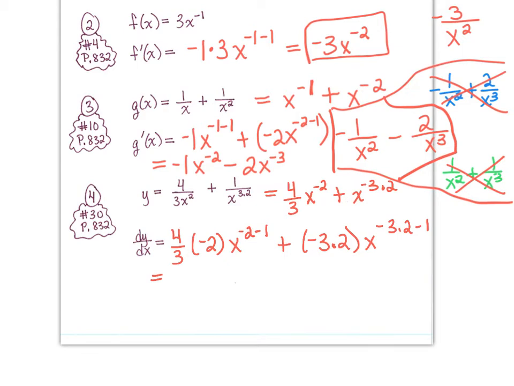It would be negative 8/3 x to the negative 3. Good. Minus 3.2 x to the negative 4.2. Very good. And if you want to write this back into the original format, what would that be?